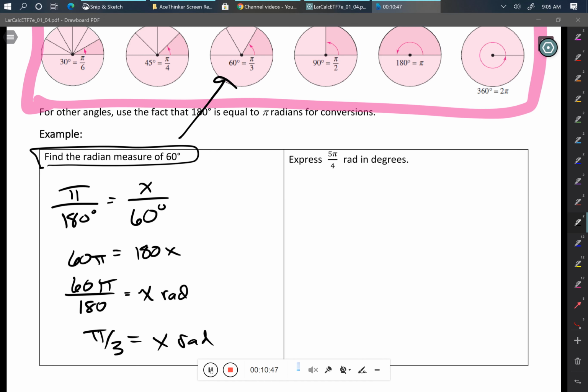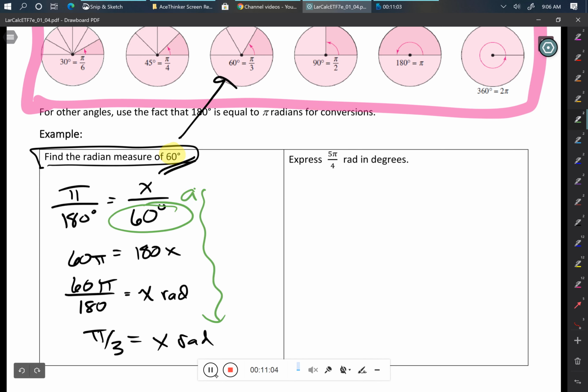So now, if you're watching what I just did and thinking, hey, that was great for finding this, you missed the point. Is there anything magical about 60 degrees that made this process work? Or is this the process for any?